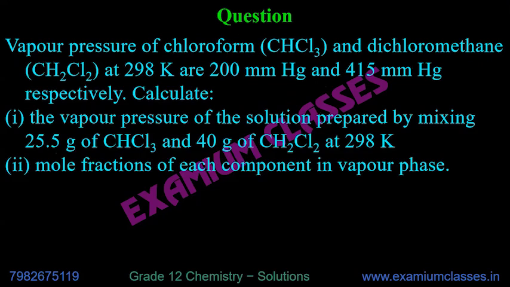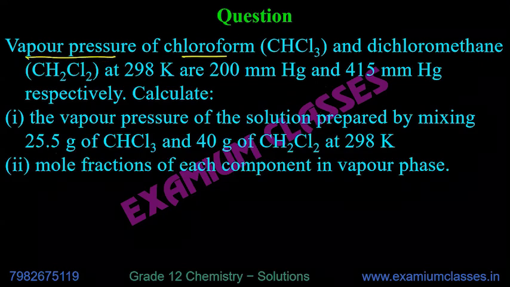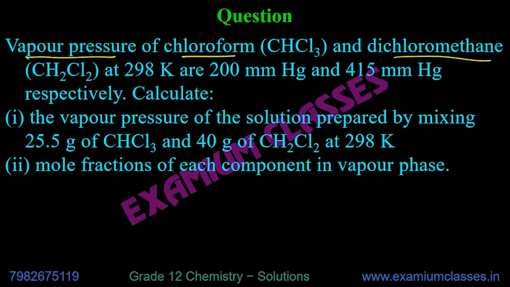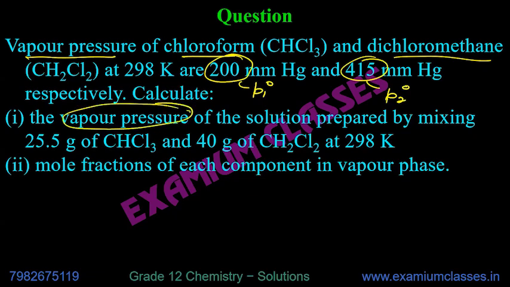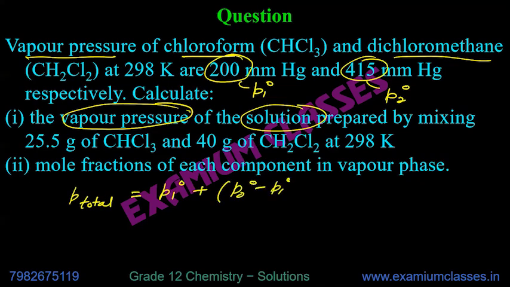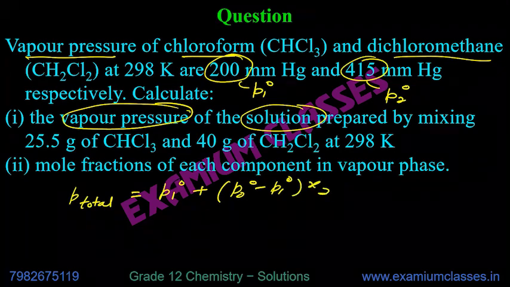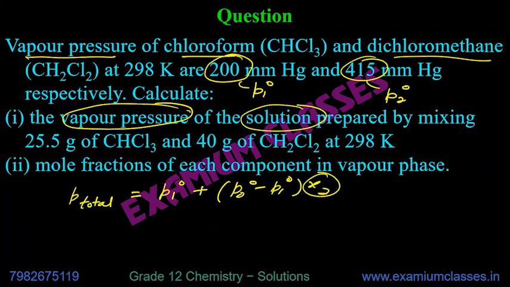In the question, vapor pressures are given of chloroform and dichloromethane. So let chloroform be 1. In that case, it will be P1 naught, and this will be P2 naught. We need to calculate the vapor pressure of the solution, which means P total, which is P1 naught plus (P2 naught minus P1 naught) x2. We need to calculate x2, otherwise everything is given.